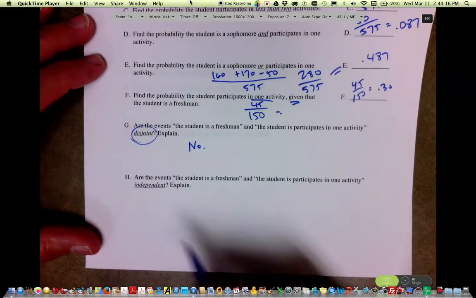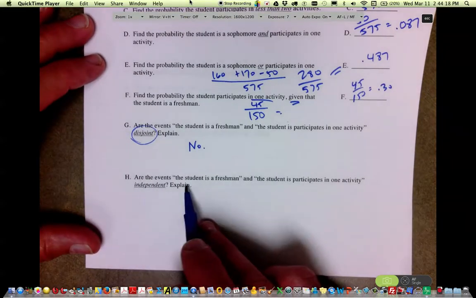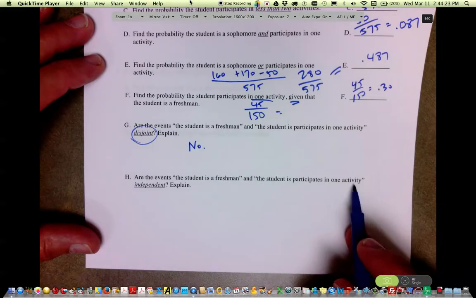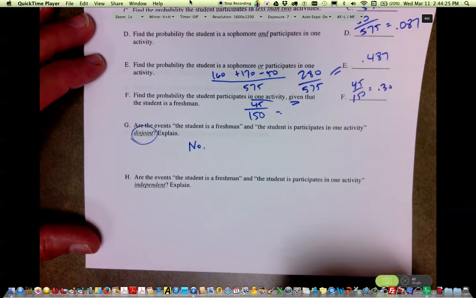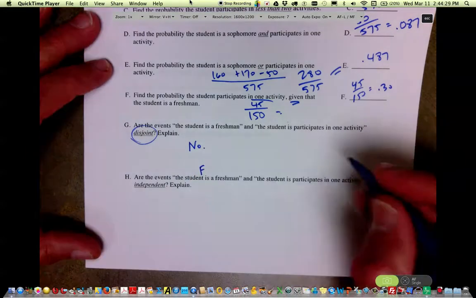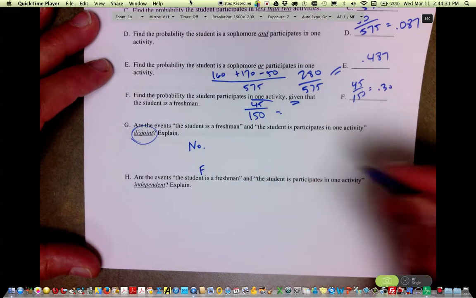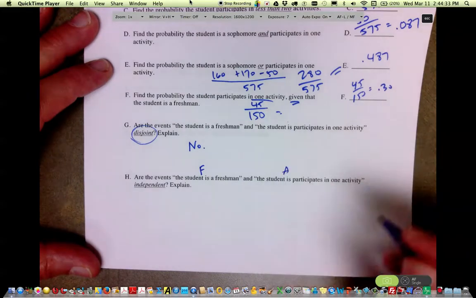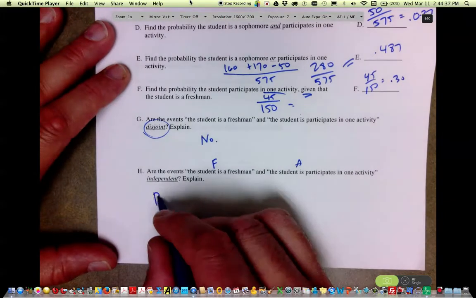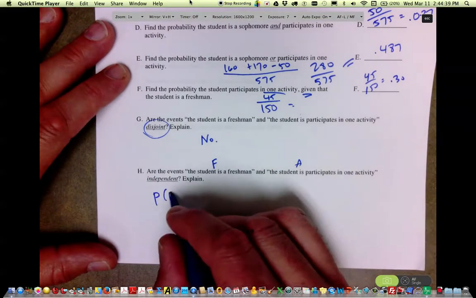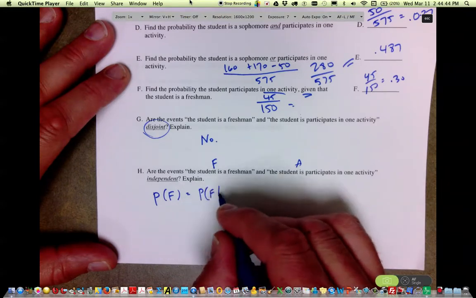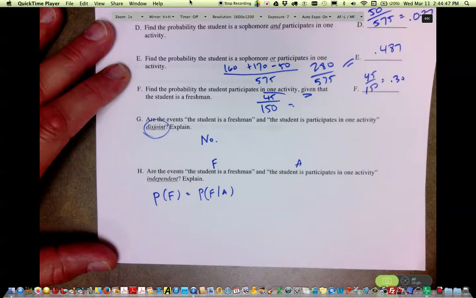The next one is a little bit more challenging. Are the events the student is a freshman and the student participates in 1 activity independent of each other? Let's call this event F. Let's call this one involved in 1 activity, A for 1 activity. To show this, what we need to check is whether the probability of being a freshman is the same thing as the probability of being a freshman given that they participate in 1 activity.